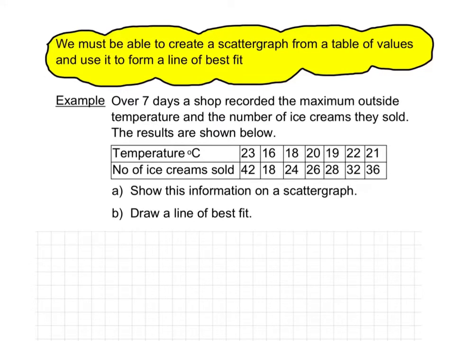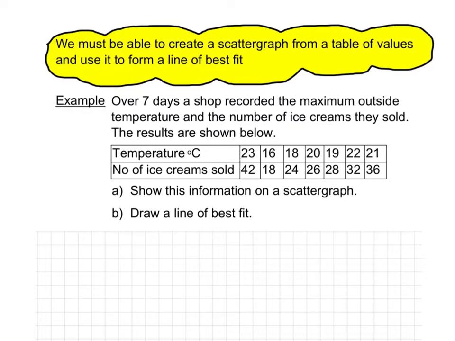In this section, I'm going to look at how to create a scatter graph from a table of values, or from two data sets, and use it to form something called a line of best fit. Now, the reason we want to draw scatter graphs is we want to be able to observe or show relationships between two sets of data.